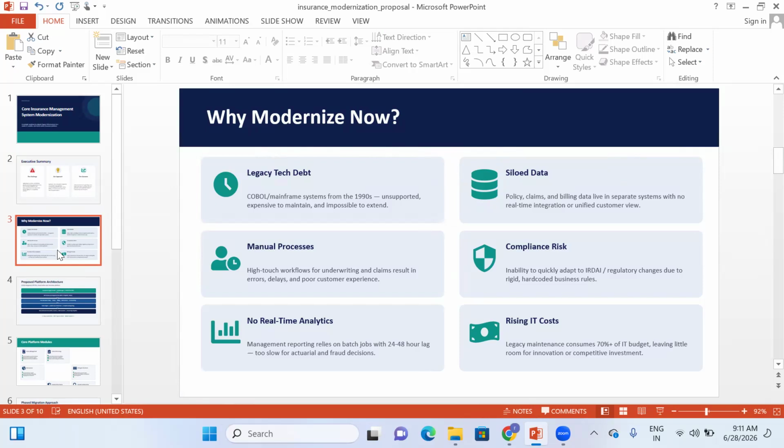It can be expensive to maintain, and if you want to scale to the next level, it may not be possible due to the rigidity. It's not so scalable, right? Because of the old systems and all the legacy technical debt, we are going for modernization.